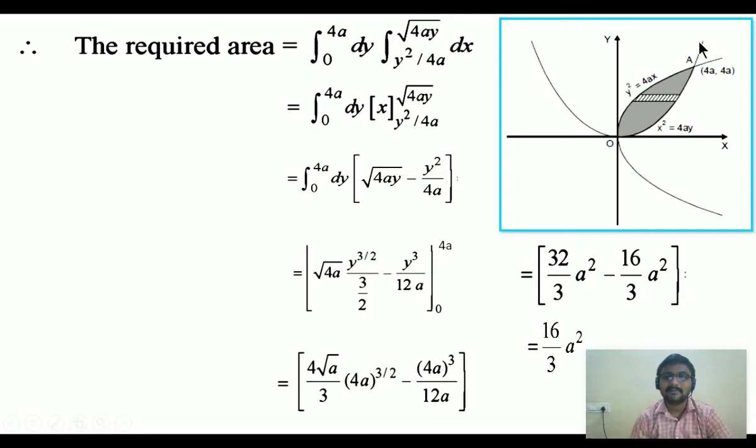And the right part of the strip touches the parabola x square equal to 4ay. In that, x is root of 4ay. Thus x limits are obtained, variable limits. Now y limits must and should be constants. So y limits are 0 to 4a. So using these limits, we can evaluate the double integral with the integrand function as 1. Integrand function is 1.